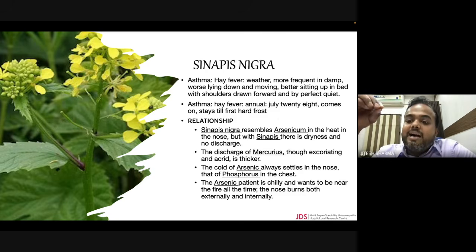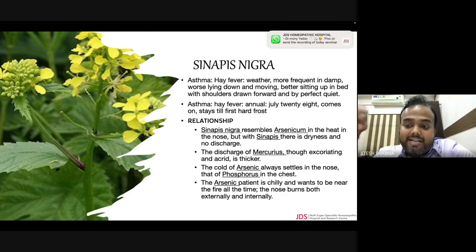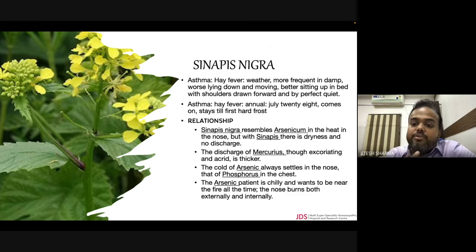Sinapis nigra resembles Arsenic in the heat of the nose, but in Sinapis there is dryness and no discharge. The discharge of Mercury, though excoriating and acrid, is thicker. The cold of Arsenic always settles in the nose, and the Phosphorus cold always settles in the chest.